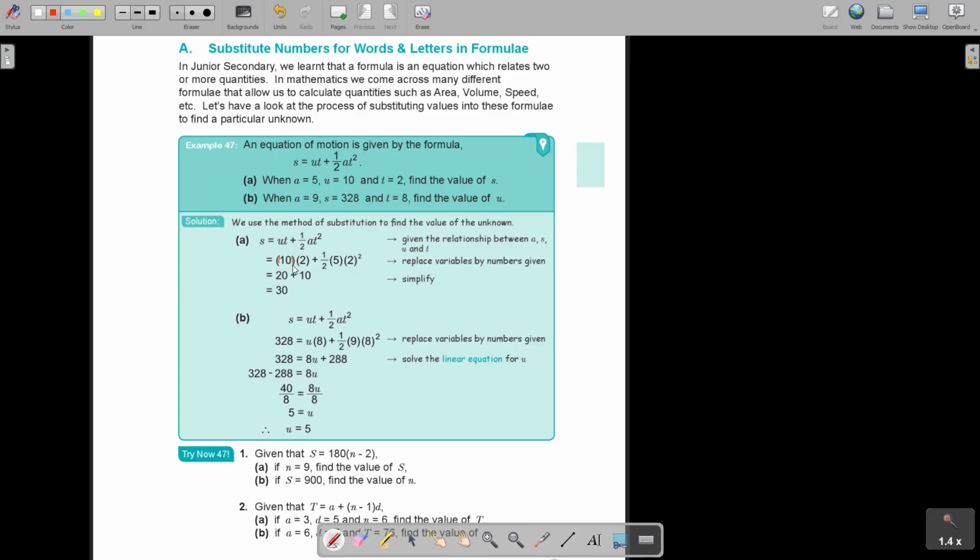In the place of u, where is u? Let's just see, u is 10, I put 10. In the place of t, where is t? 2, and I put 2. And I rewrite plus half, and in the place of a, I put 5, in the place of t, 2. And then I just calculate it and I get the answer. Very, very simple, and you are doing it from grade 8.